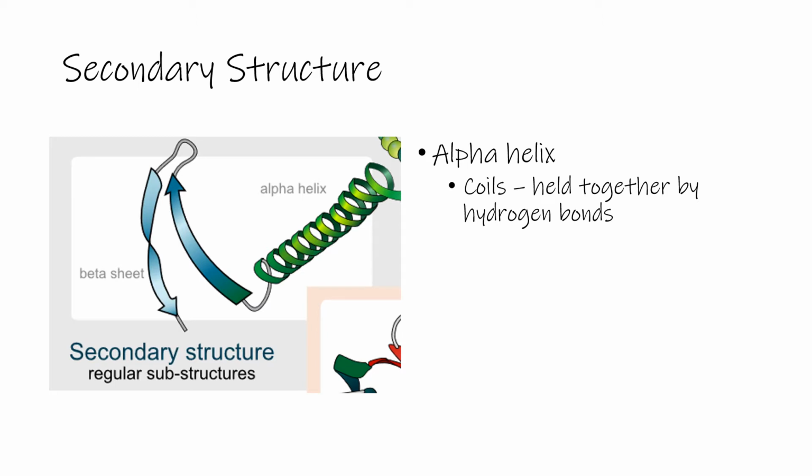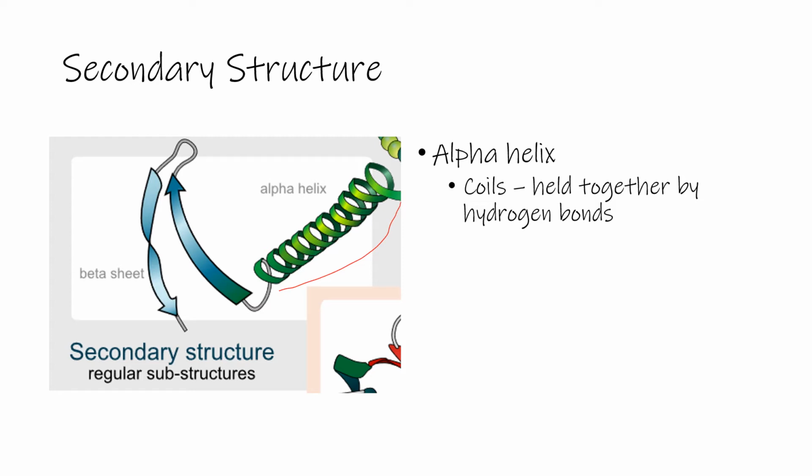Alpha helices are coils. So in my picture here, it is this green coiled section. And so they do look like that. They are just an amino acid chain, that polypeptide chain, that just coils around itself. And it's held together through hydrogen bonds of the backbone region of that polypeptide chain.